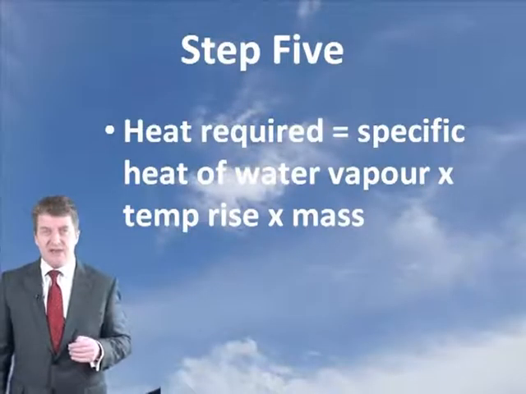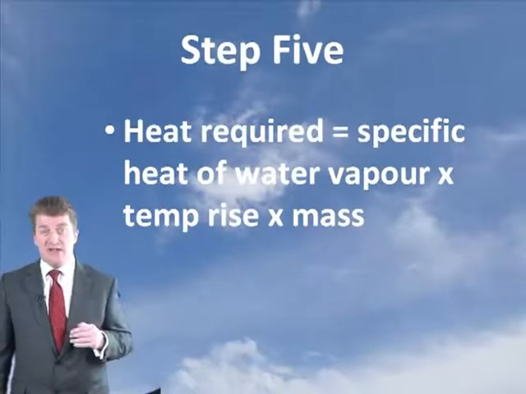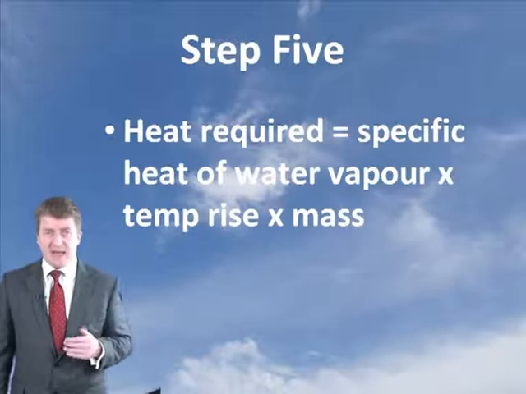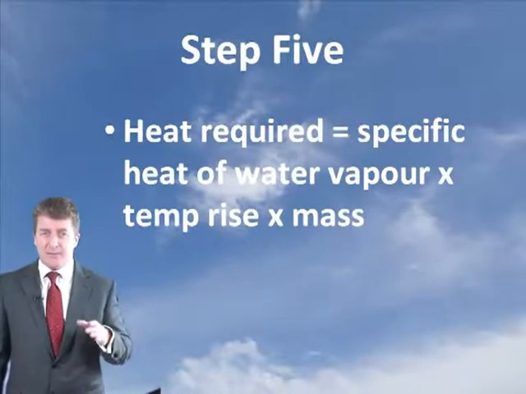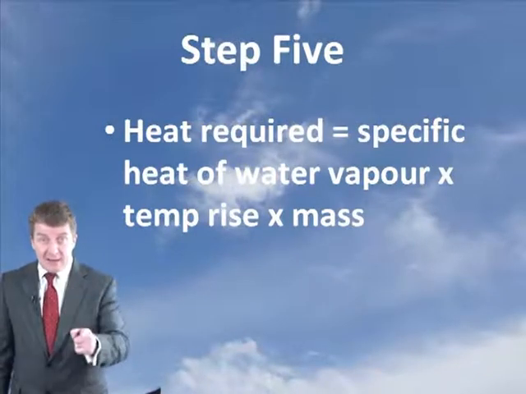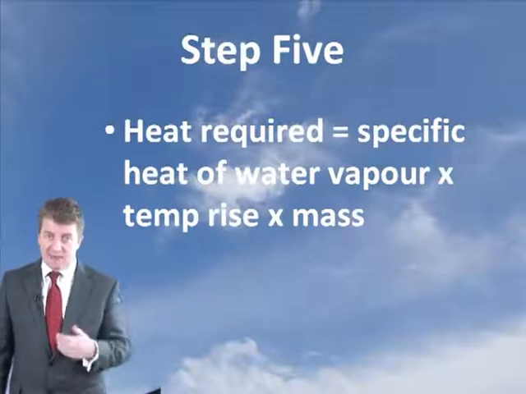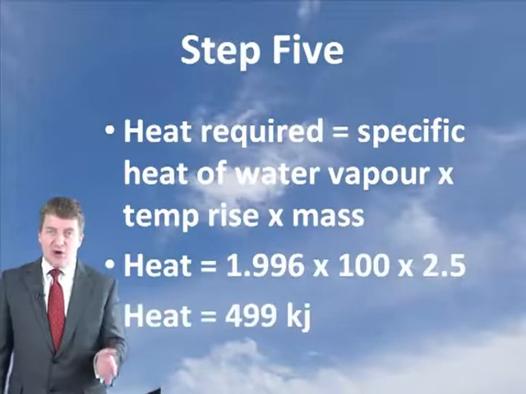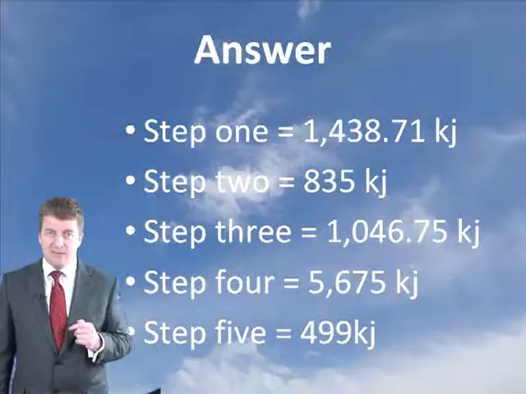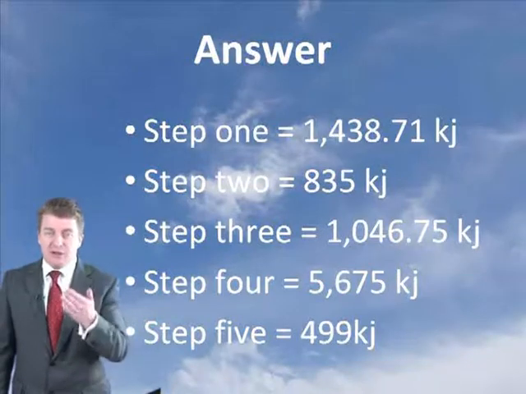The last step, step 5, is to heat the steam up to 200 degrees C. And this is the formula here. The heat required equals the specific heat capacity of water vapour times the temperature rise times the mass. You put this in, it's 499 kilojoules. So we need 499 kilojoules to heat up water vapour that's just converted at 100 degrees up to 200 degrees. Now all we do is add up all the steps together.